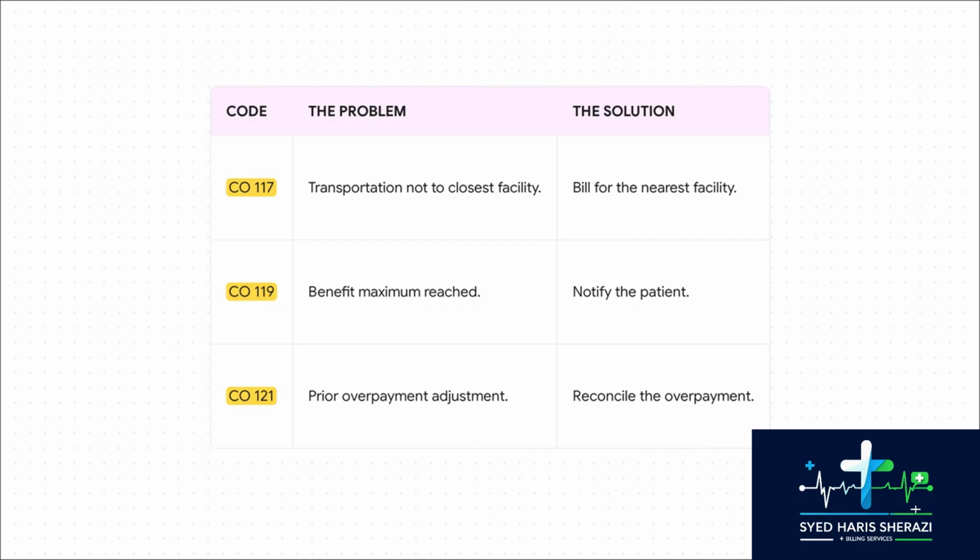First, CO 117. This is a logistics check for transportation. Payers are only going to pay for the ride to the closest appropriate facility, period. Then you have CO 119, which is a hard stop. The patient's benefits are maxed out, and your focus has to immediately shift to patient billing. And finally, CO 121. This is the big one, a takeback. The payer is adjusting this claim because they overpaid on a previous one. Your job here, you have to become an auditor, double-check their math, and make sure that clawback is 100% accurate.